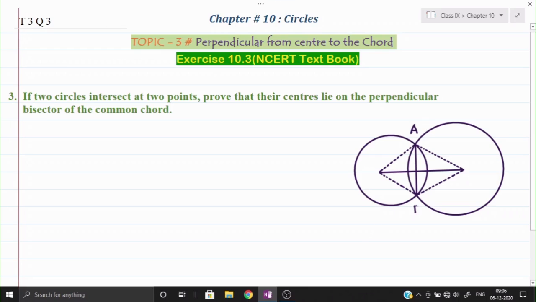Now I will suppose two more points. This point is P and this point is Q. Here P and Q are the centers. So PQ is a line which is joining the two centers of the circles, and AB is a common chord. You can see clearly A and B are the common points between the two circles.